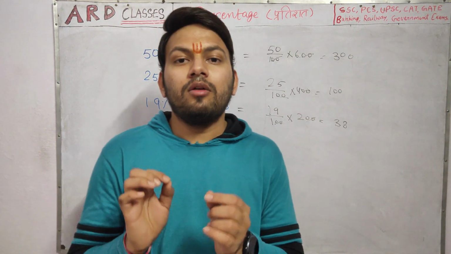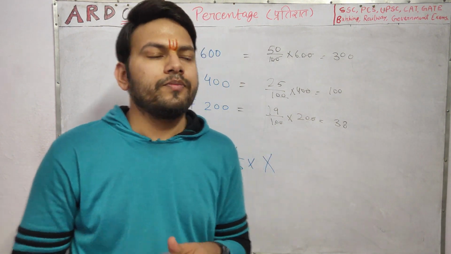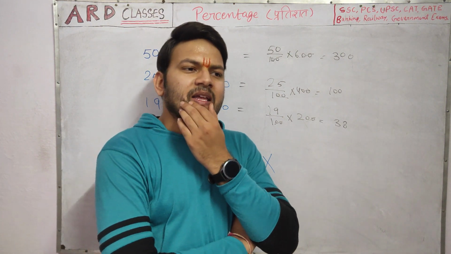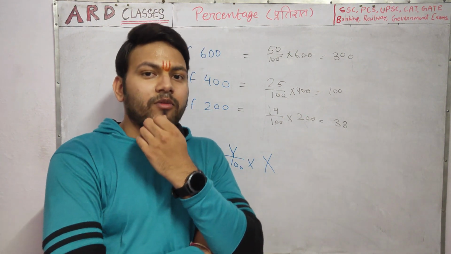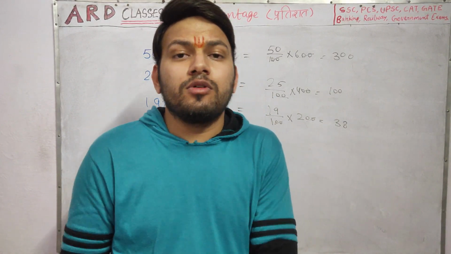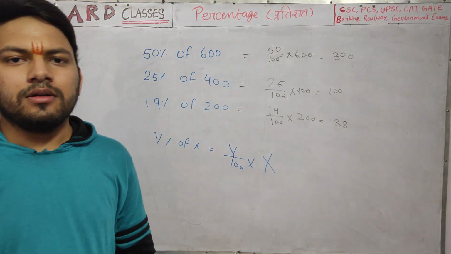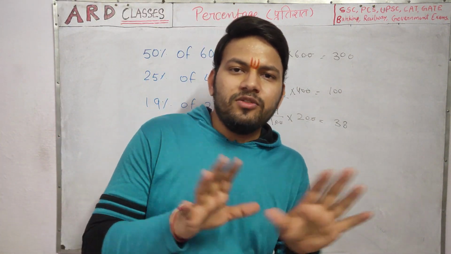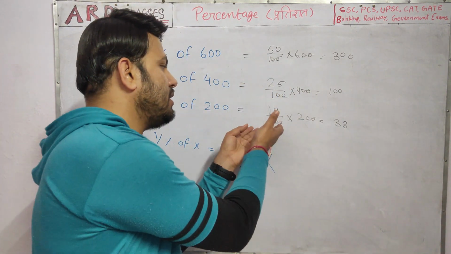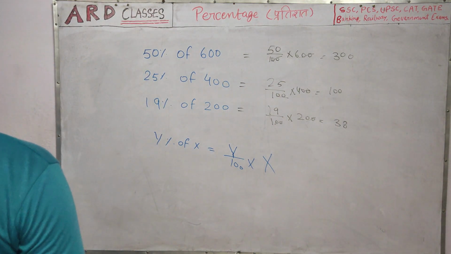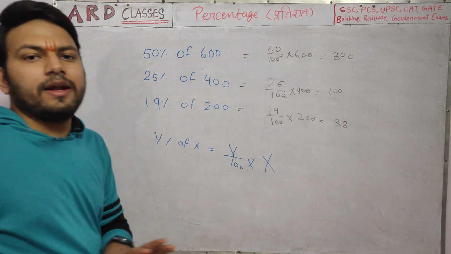You know why you have to remember the fraction values. Similarly, 19% of 200, and someone is saying to solve it from fraction values. If you don't remember the fraction values, percentage values, only then solve from this method. You guys got what I am trying to say?